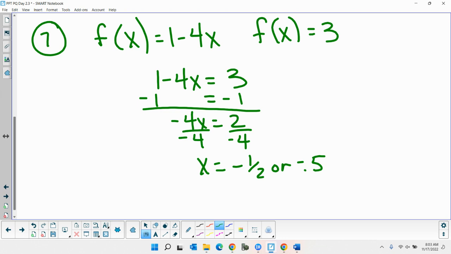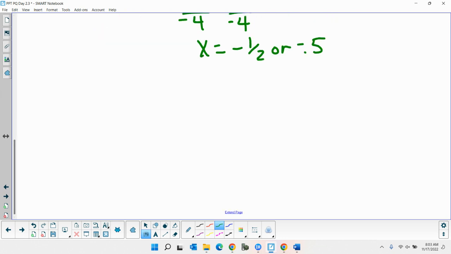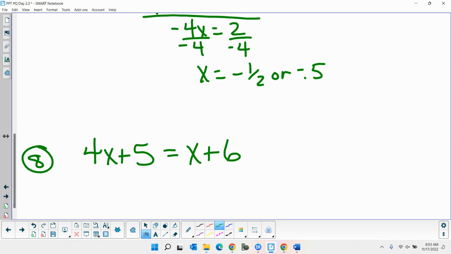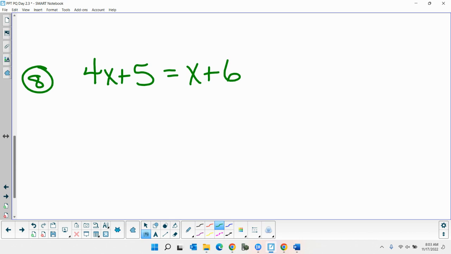Okay. And then the last one, it says solve f1 of x equals f2 of x. And it tells us what f1 and f2 are. So just set them equal. f1 is 4x plus 5. f2 is x plus 6. So what value of x makes them equal? So we just set them equal.